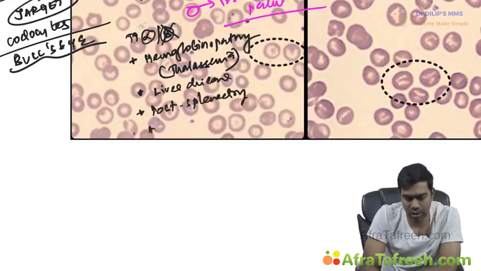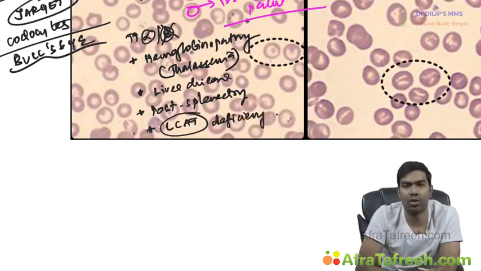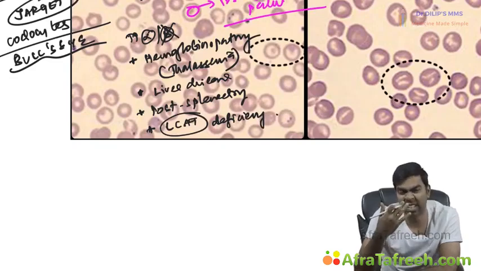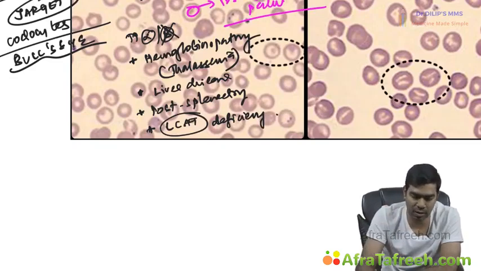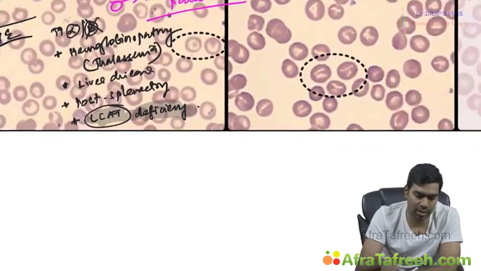You can get it in something called LCAT deficiency. LCAT is a cholesterol metabolism enzyme, lecithin cholesterol acyltransferase. You would have studied this. In these conditions also, this is an exam favorite. LCAT deficiency is also one of the important differential diagnoses for target cells.